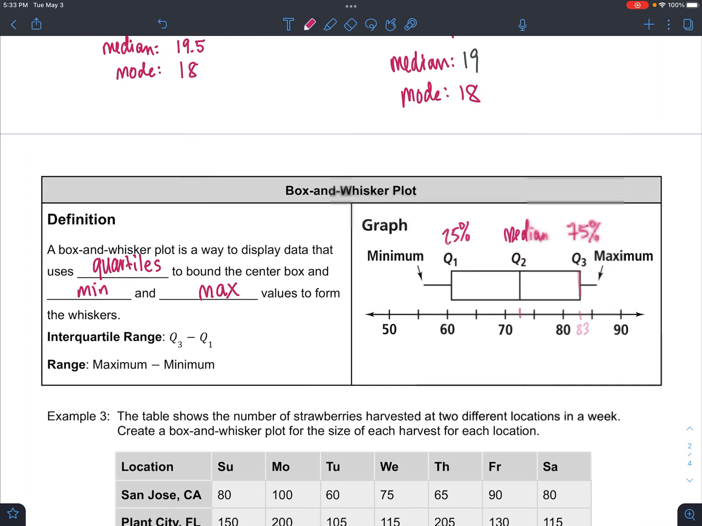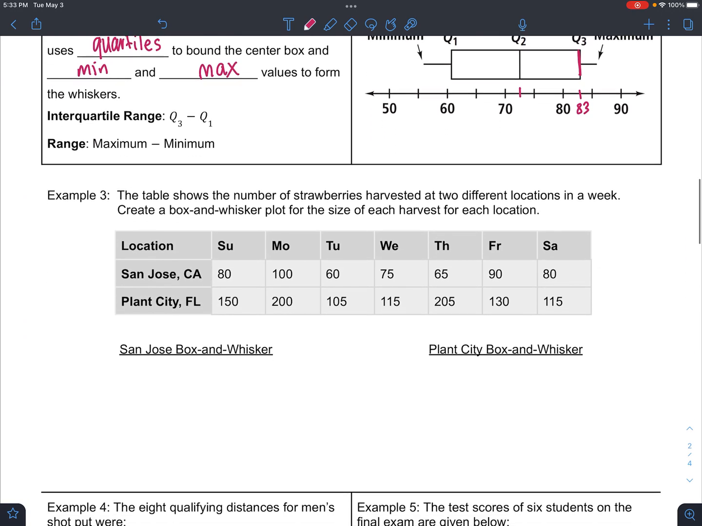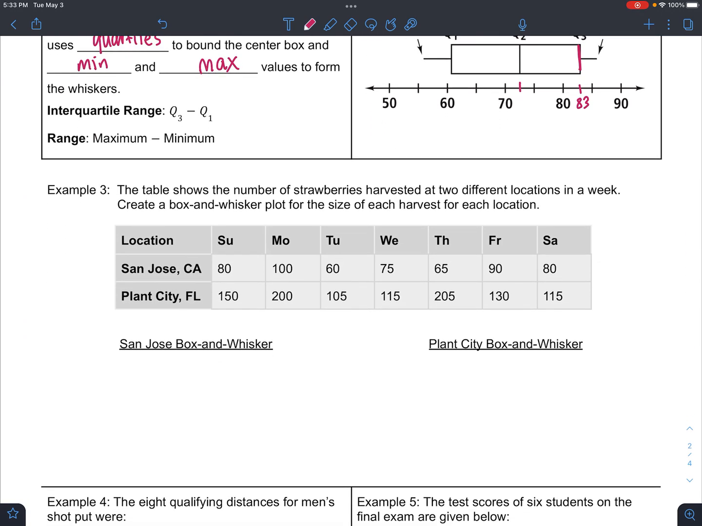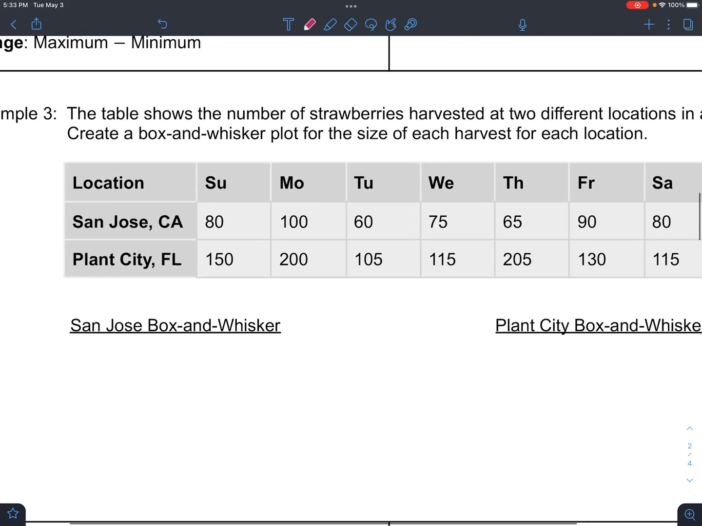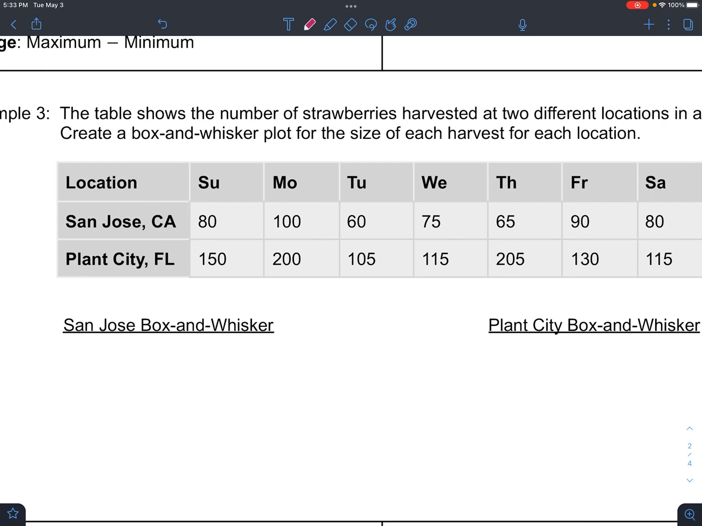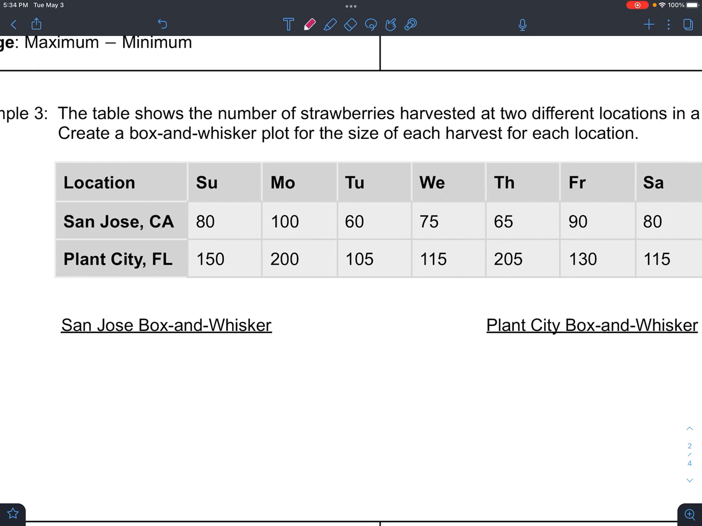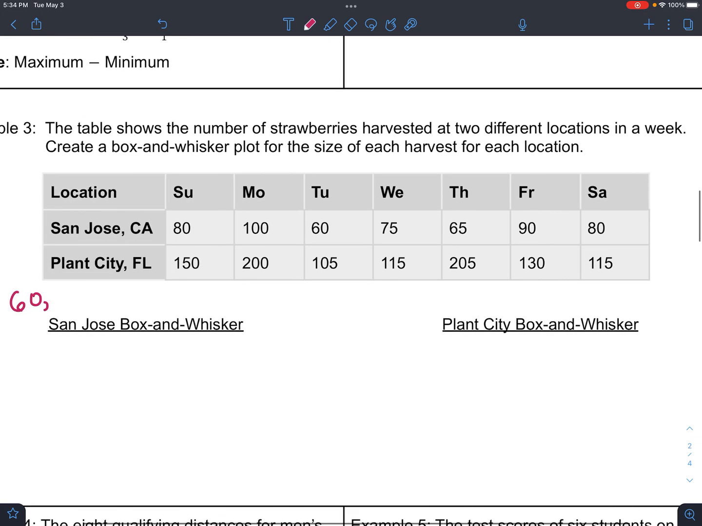Okay? So let's take a look at these last few examples and learn how to make these box and whisker plots for ourselves. So we got 2 locations here making strawberries, and we see their daily harvests. So let's go ahead. Again, the data is in chronological order by day, but it's not in numerical order, and we need numerical order for finding the middle. So let me go ahead and put these in order for you.